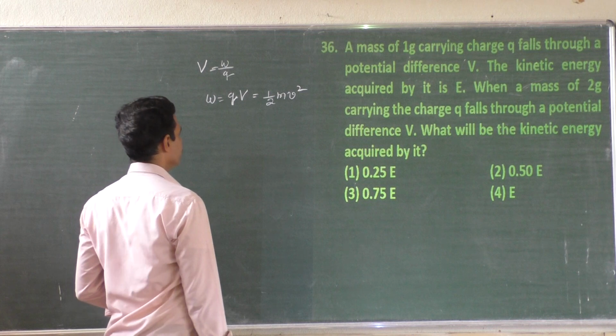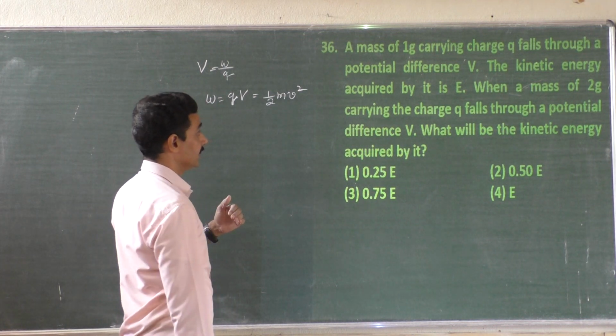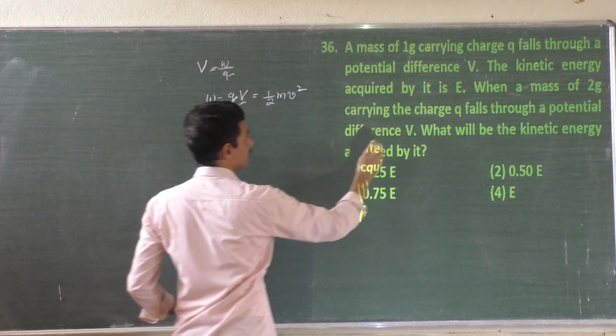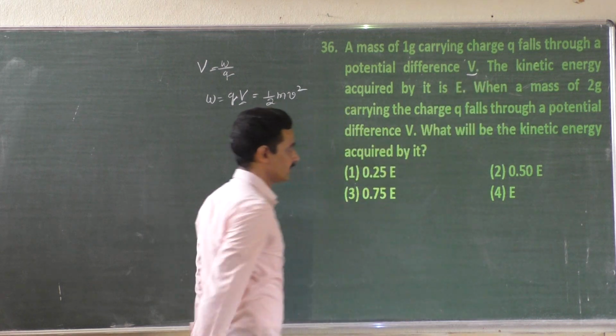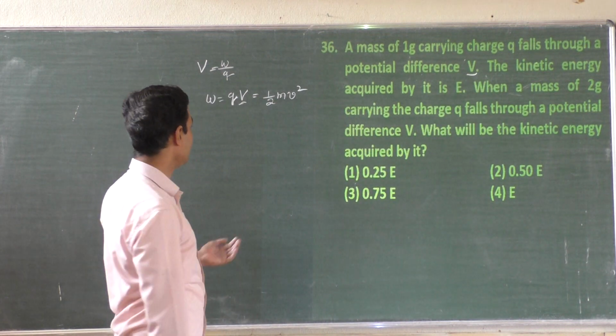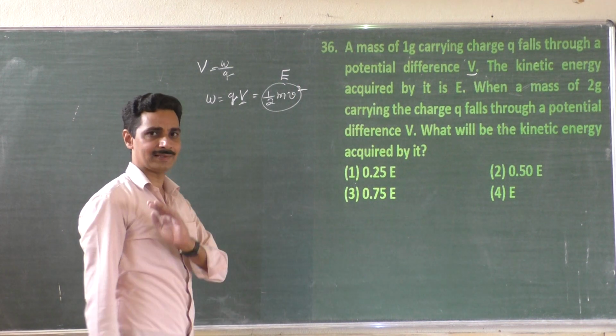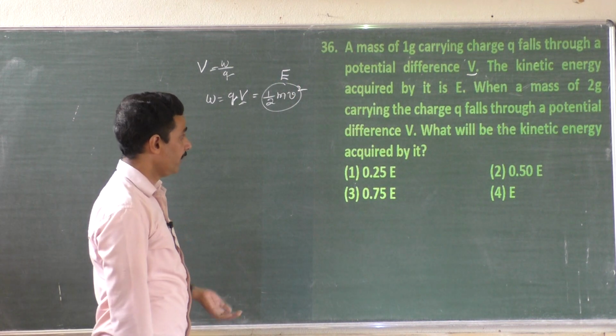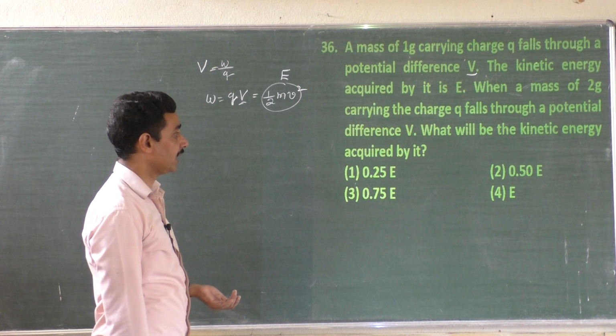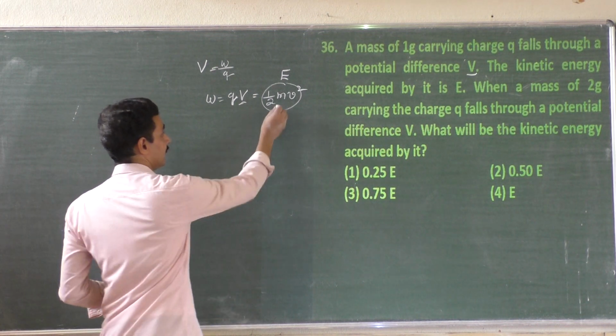Now here it is. What are they changing? Initially the potential difference is V. Am I right? Initially the potential difference is V. The kinetic energy acquired by it is E. This is what is said. Totally it is said that it is E. When a mass of 2 gram carrying a charge of Q, they have doubled the mass.